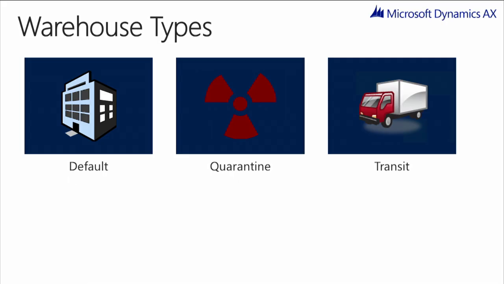When you create a warehouse, you must select one of the following three types. The default warehouse, which indicates it's a main warehouse. This is the type of warehouse that stores inventory in AX.